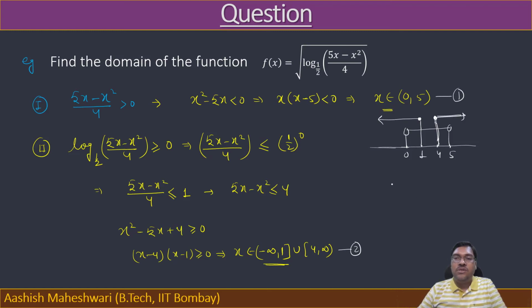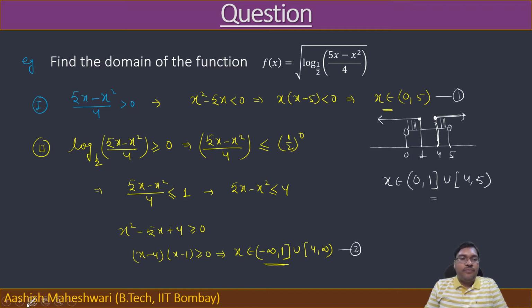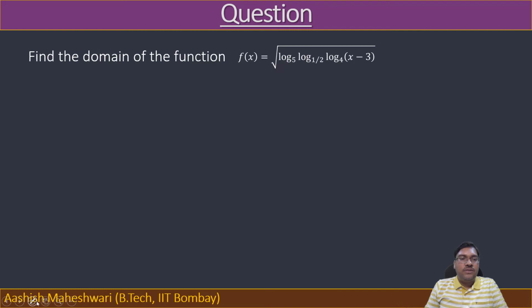So what is the intersection of these two? You can clearly see this is the common part. So x belongs to 0 to 1, open and closed, union 4 to 5. 4 will be closed because 4 is in both the conditions, but 5 is open because 5 is not included here. So this is the domain of this function. Clear? I hope you understood how we put the conditions and how we solved the inequalities here. Okay, so now let's move to the next question.